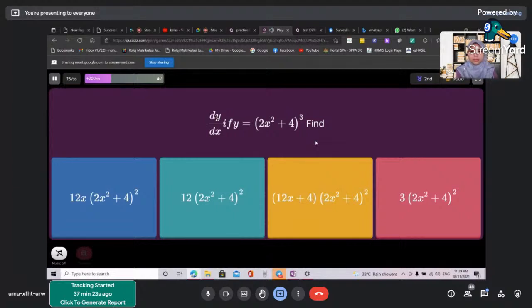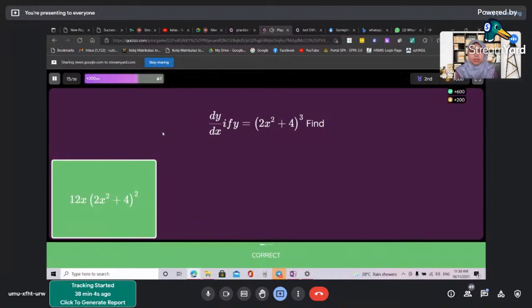Okay, how about this one? So still using the general power rule. Anyone have the answer? The first one. Okay, so the first one. Okay, good.